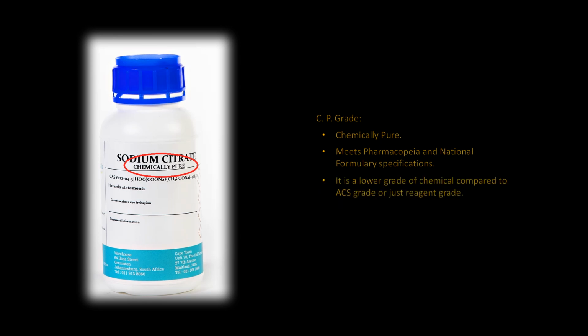CP grade simply stands for chemically pure. This grade of chemical is primarily used for medicinal compounding by pharmacists. It meets the pharmacopoeia requirements in the National Formulary. The Pharmacopoeia is an official book describing medicines and/or other pharmacological substances. The National Formulary is a pharmacopoeia, or a list of available drugs, particularly prescription drugs. This grade of chemical is a lower grade of chemical compared to the ACS grade or reagent grade of chemicals.